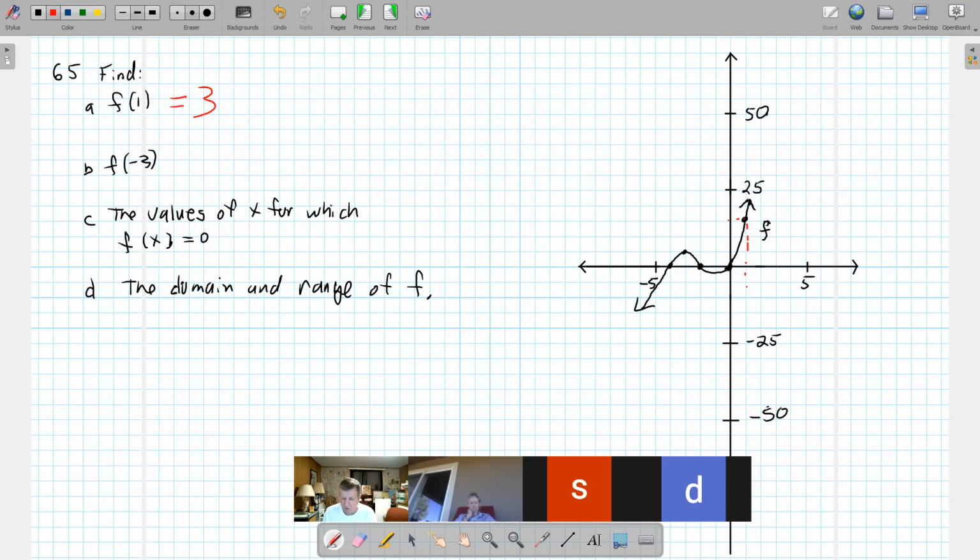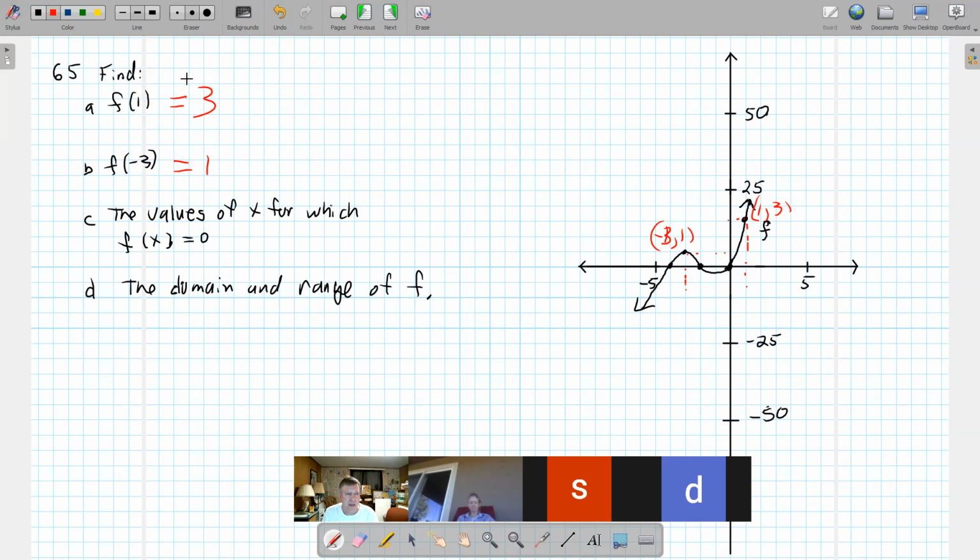Okay, so this point right here is (1, 3). When x is negative 3, y is 1, because this point right here is (-3, 1). Okay. The values of x for which f of x is 0.